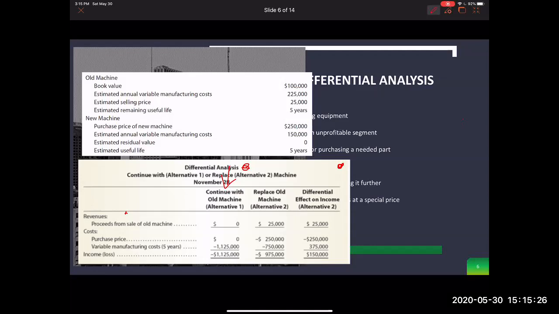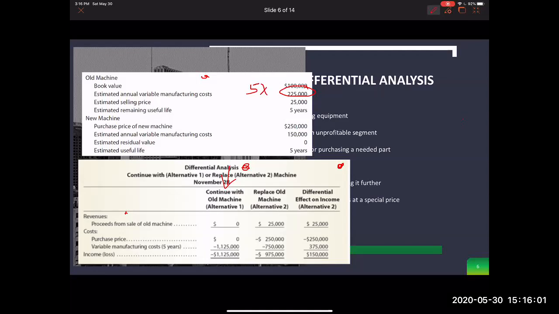So how did we come up with that? Well, if we're looking at the old machine information, it tells us that our variable manufacturing cost is $225,000. And if we multiply that times 5, because it's 5 years, right, we're going to come up with a loss of $1,125,000. Now, if we go forward and decide, you know what, I've had enough, it's going to take so much more energy to continue to work with this old machine, let's think about alternative number 2, which is to replace it.